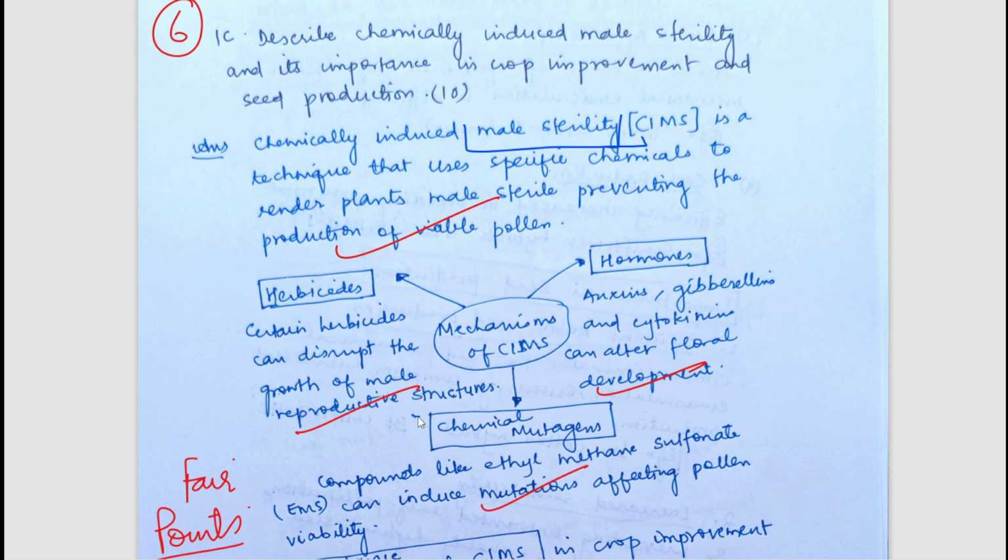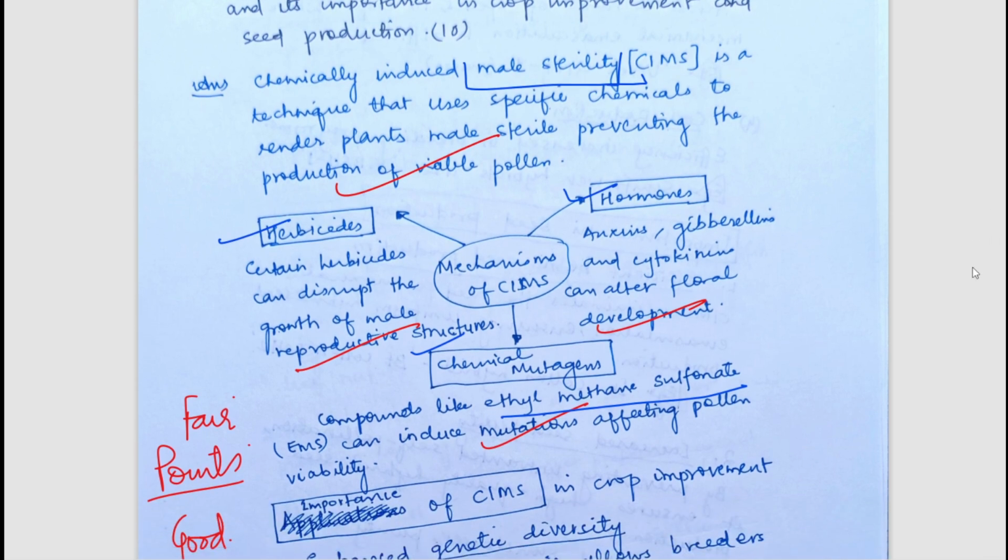Either it could be some mutagens, for example ethyl methane sulfonate, it could be some hormones, it could be herbicides. So when chemicals are used to induce male sterility, it is known as chemically induced male sterility, as the name suggests.